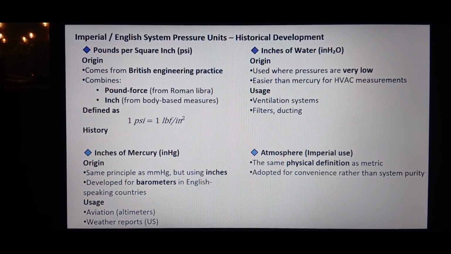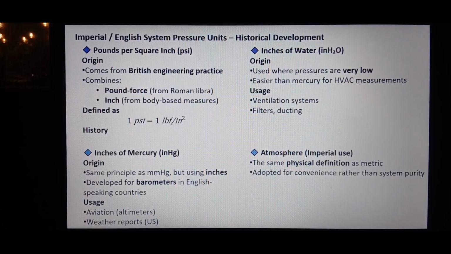The history of the inches of mercury. The origin, the same principle as millimeters Hg, but using inches. Developed for barometers in English-speaking countries. Usage was mainly aviation, in altimeters, and weather reports, US.